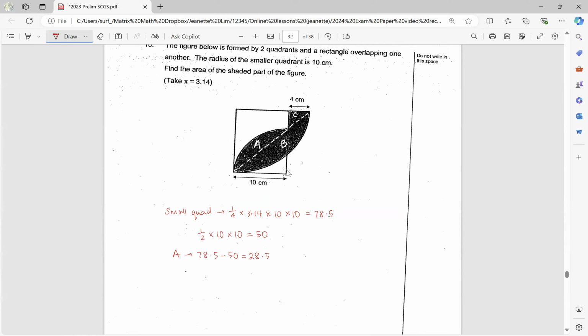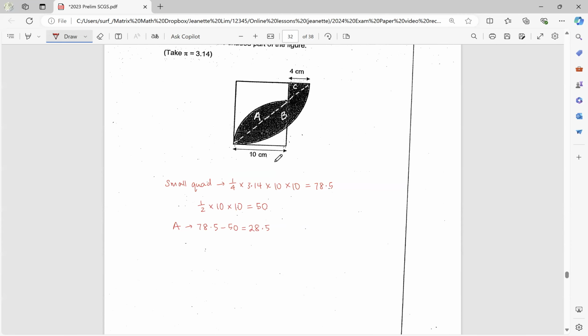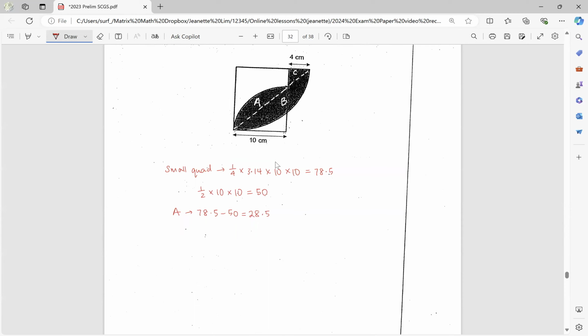Next, we find the big quadrant. In order to find the half petal for B, okay, the B is the half petal. Okay, so the big quadrant, we need the radius, which is different. The radius will be 14. As here is 10, this 4, right? So radius 14.